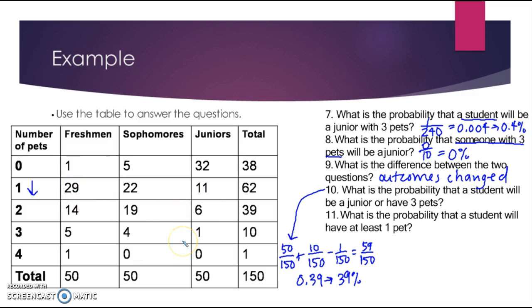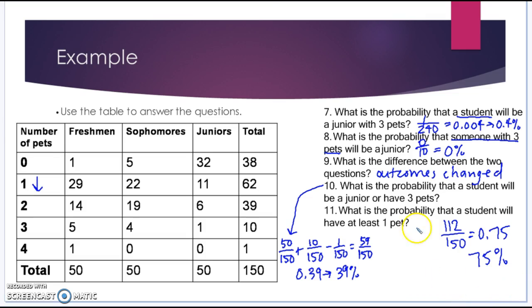29 plus 22 plus 11 plus 14 plus 19 plus 6 plus 5 plus 4 plus 1 plus 1. And then 2 zeros. So we've got 112 over 150, which whenever I divide, I get 0.746. So we'll say 0.75, and so that's 75%.